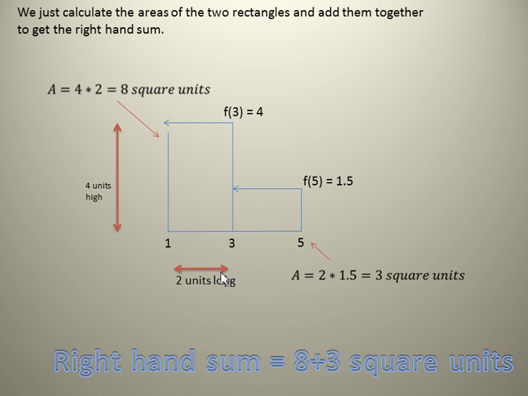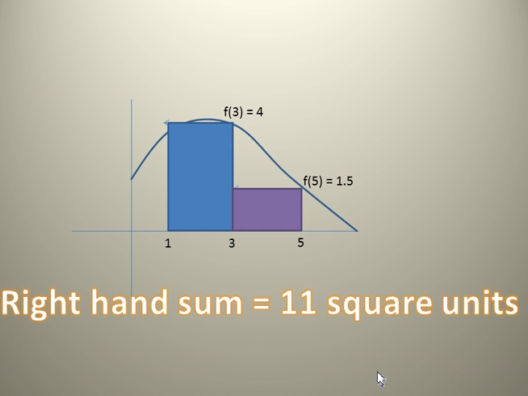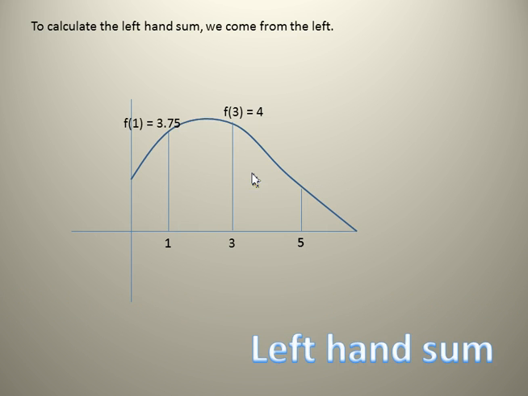They were two. This one on the left was 2 long, 4 high. The one on the right was 2 long and 1/2 high, which gave us some areas of 8 and 3. So our right-hand sum is going to be 11 square units. And you notice it doesn't approximate the whole area very well, but it's a good approximation for 2 boxes.